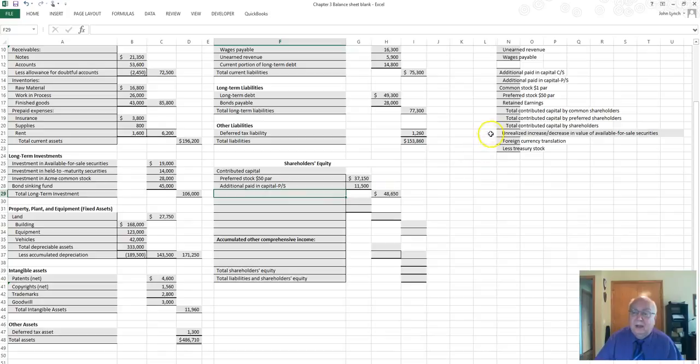And that is total contributed capital by preferred stockholders. Next section is the common stock, and that's going to be $96,700. And then we have additional paid-in capital for common stock. Again, this is the amount that you received in excess of the $1.